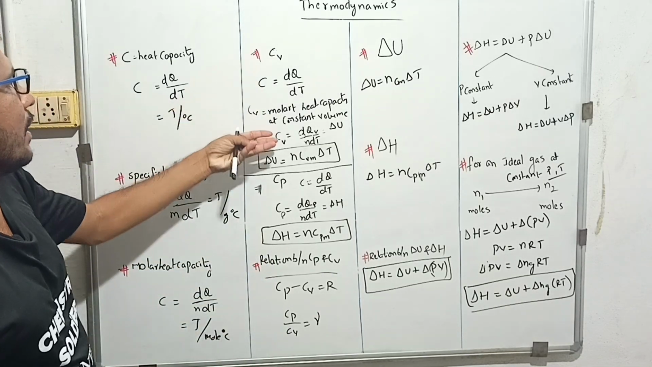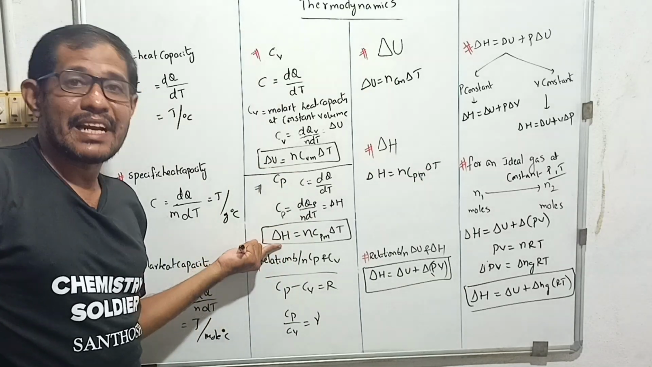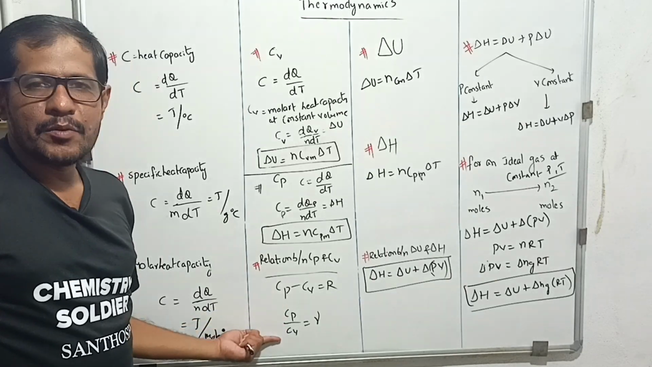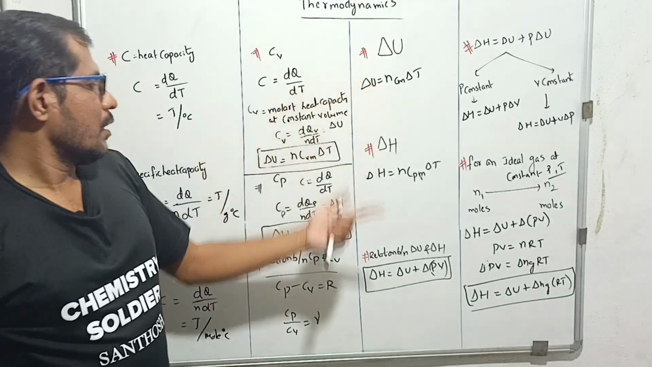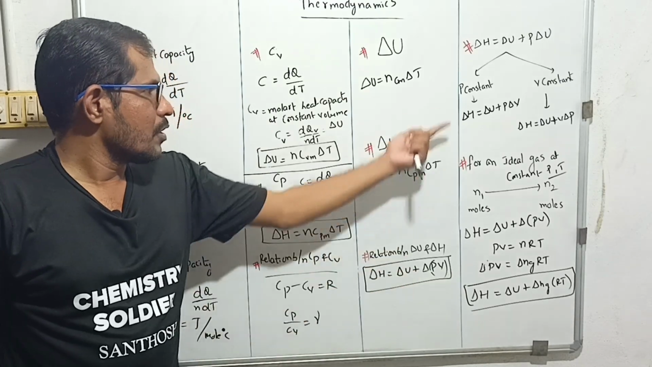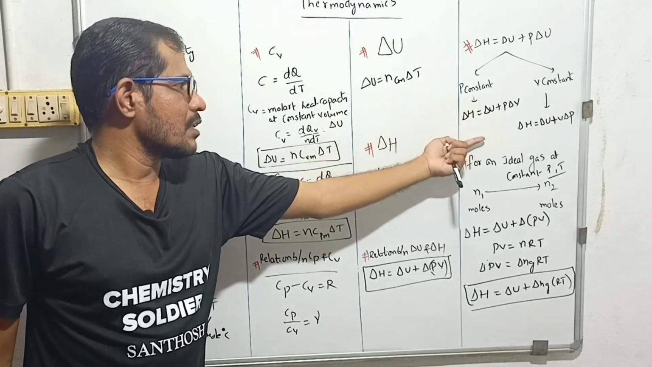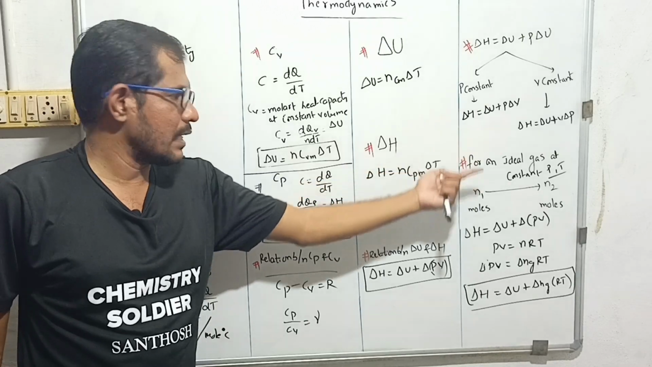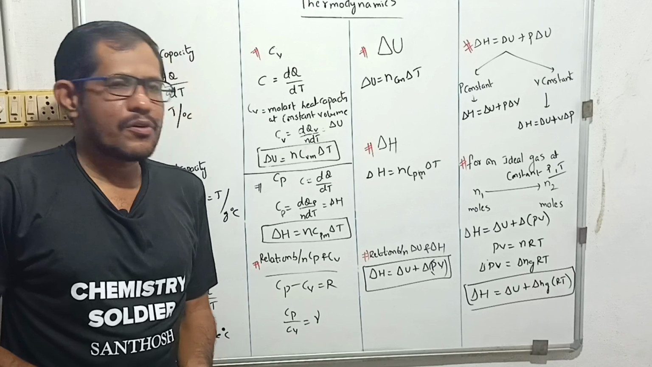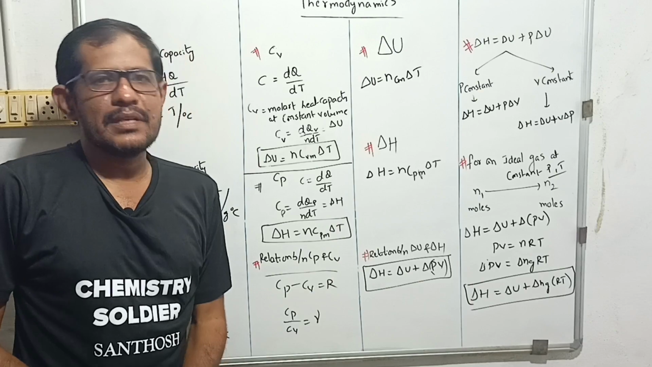Now you know molar heat capacity at constant volume, delta U equal to nCv delta T. At constant pressure, delta H equal to nCp delta T. The relations: Cp minus Cv equal to R, Cp by Cv equal to gamma, and delta H equal to delta U plus P delta V. If pressure is constant, we write delta H equal to delta U plus P delta V. If V is constant, delta H equal to delta U plus V delta P. For an ideal gas changing from N1 to N2, delta H equal to delta U plus delta PV, and finally rearranged, delta H equal to delta U plus delta n g RT.